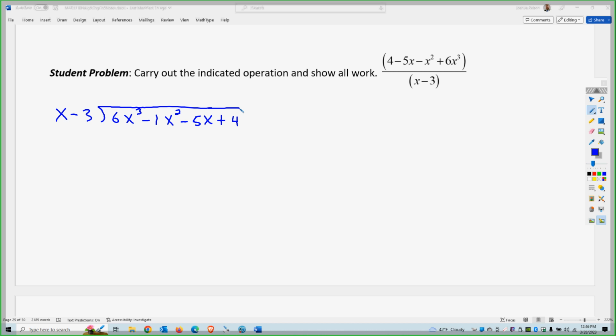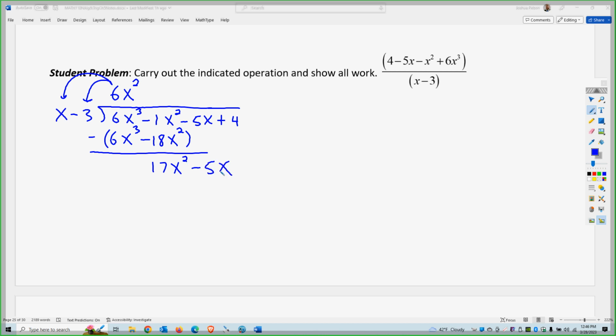Okay, so x times what gives me 6x to the third? So if I multiply it by 6, I only get 6x, right? So I need some more x's. So I need 2 more x's. That'll give me x to the third. So then I multiply it by this. I get minus 18x squared. Then I'll subtract. So that gives me 17x squared. Then I'm going to bring down the next term and get minus 5x.